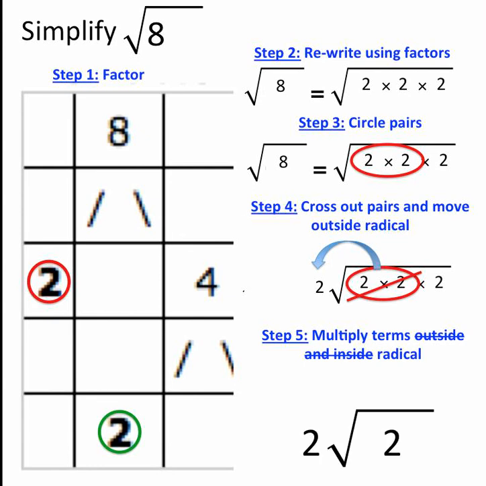So my answer is simply 2 radical 2, or 2 times the square root of 2. There is no way to simplify that any further.